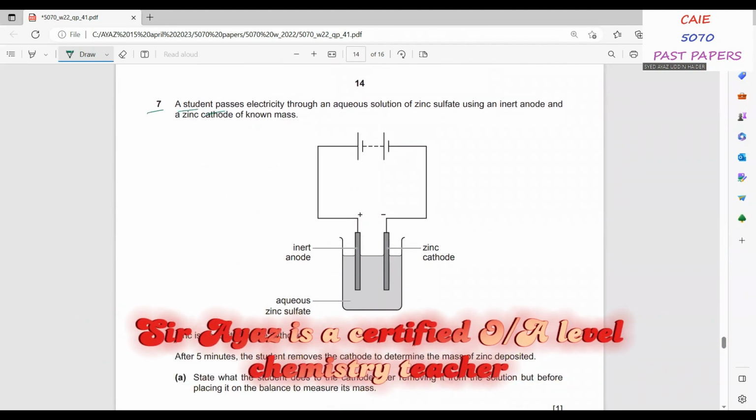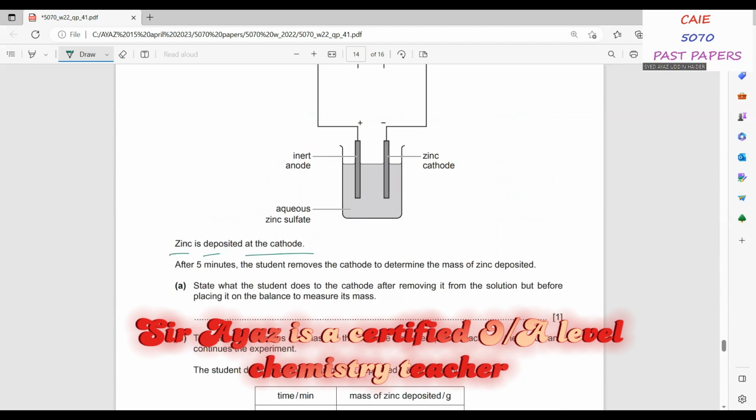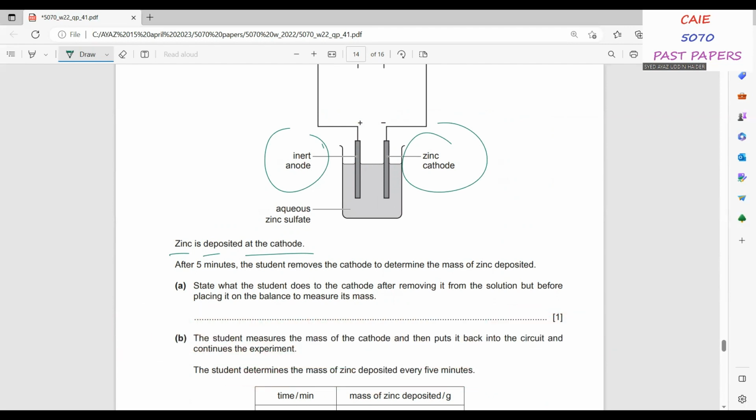Seven, a student passes electricity through an aqueous solution of zinc sulfate using an inert anode and a zinc cathode of known mass. Zinc is deposited at the cathode. This is the whole setup. We have zinc cathode, inert anode, and aqueous zinc sulfate. After 5 minutes, the student removes the cathode to determine the mass of zinc deposited. A, state what the student does to the cathode after removing it from the solution, but before placing it on the balance to measure its mass. We have to wash with distilled water and dry.